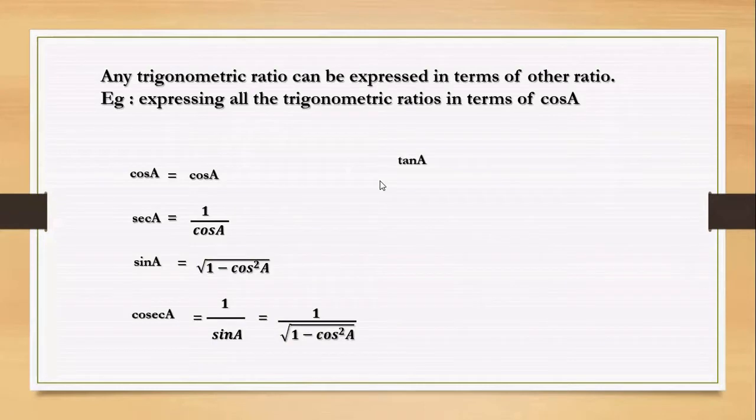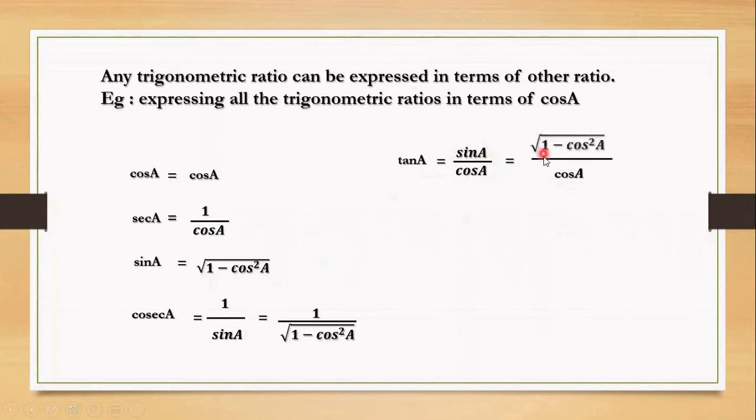Now for tan A we have the formula sin A by cos A. We are going to express it in terms of cos A. So cos A is copied as it is. We are going to use the formula for sin A only. Here it is cos A. And in the numerator, we have to replace it with its formula root under 1 minus cos square A. Look students, tan A is also expressed in terms of cos A.